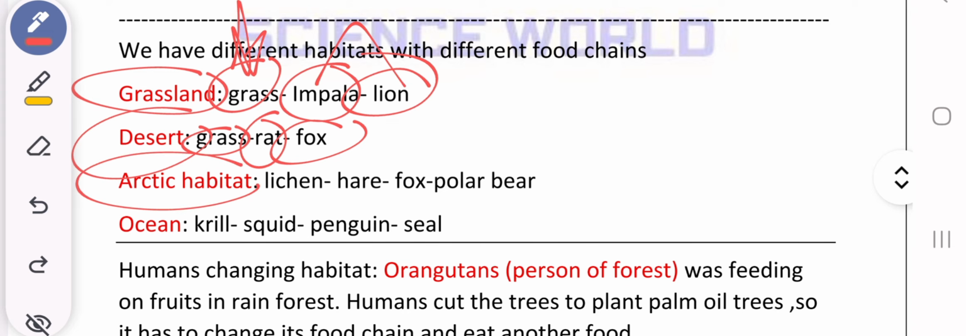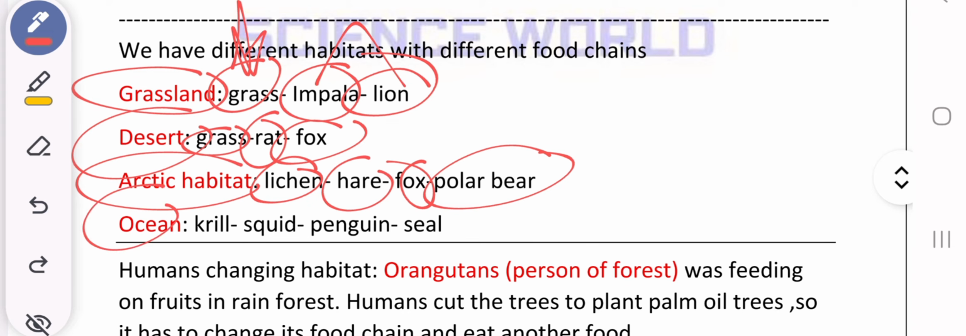Now let's travel to the Arctic habitat. We can't find grass, we find something called lichen. The hare will eat the lichen, the fox will eat the hare, and the polar bear will eat the fox. This is in the Arctic habitat, the cold place.